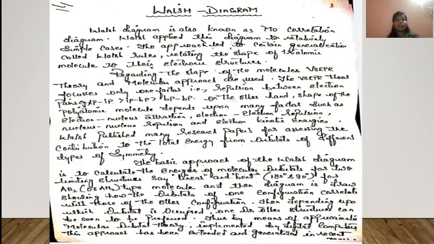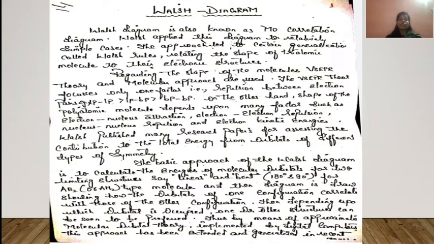I have already told that VSEPR theory deals with repulsion, but here, without any repulsion, Walsh is going to explain the approximate geometry of the molecules. So the next paragraph is not so important because I have already told it earlier, so we can read this. Regarding the shape of the molecules, VSEPR theory and molecular orbital approach are used.